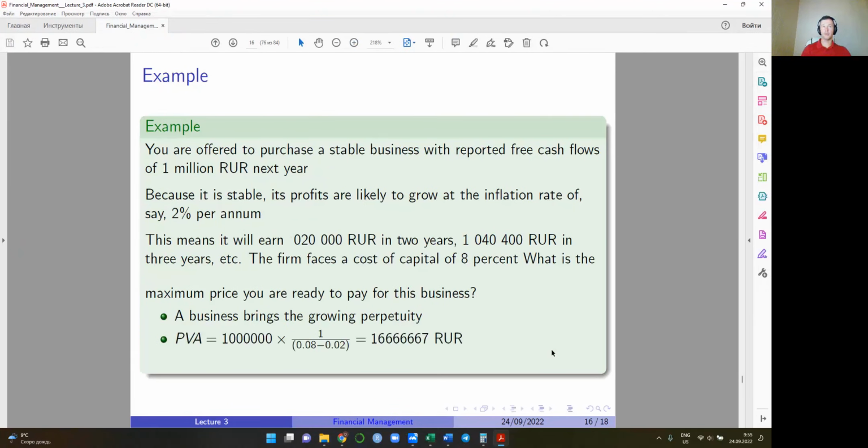And second, we apply the formula given on the previous slide. 1 million as the first payment, divided by 8% minus 2%, and in total you have 16,666,667 rubles. So this is your maximum possible price that you are ready to pay for this business.